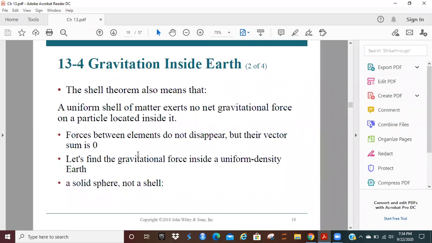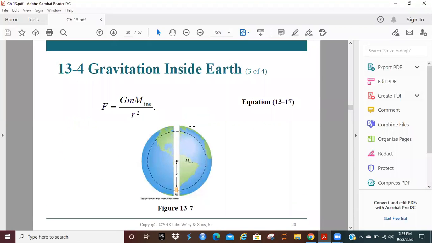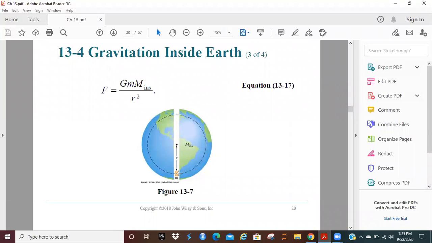The shell theorem also means that a uniform shell of matter exerts no net gravitational force on a particle located inside it. So forces between elements do not disappear, but their vector sum is going to be 0. And let's find the gravitational force inside a uniform density Earth, a solid sphere, not a shell. So you've got an object, and the force on that is the gravitational constant times the mass of that object times the mass inside the shell, divided by r squared.